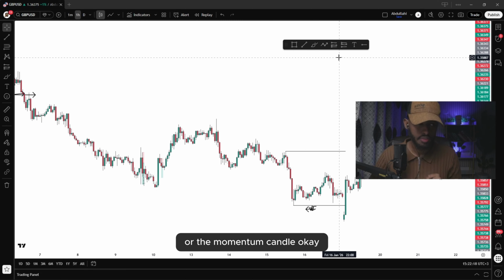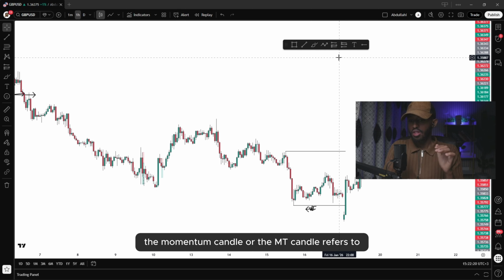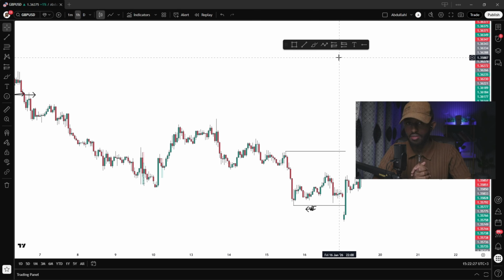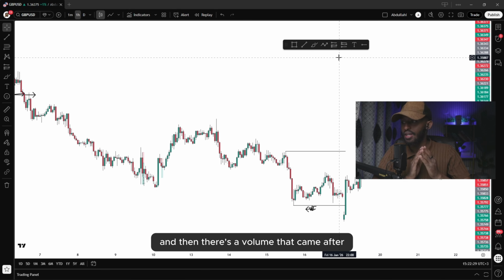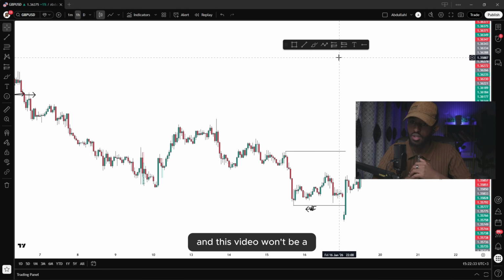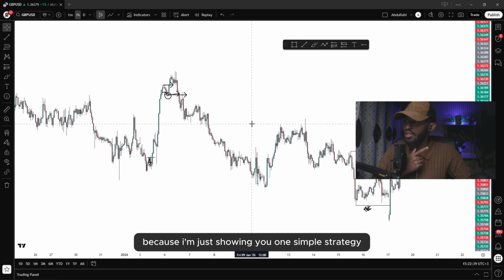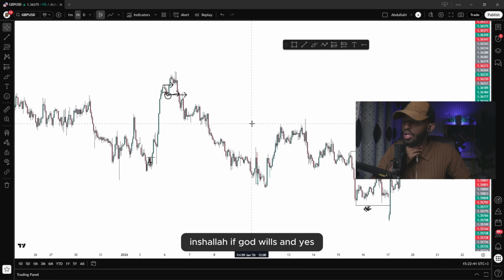Momentum candle. Okay, the momentum candle, or the empty candle, refers to a place where we get a rejection, and then there's a volume that came after. I'm going to show you an example of those, and this won't be a long video because I'm just showing you one simple strategy, inshallah, if God wills. And yes, let us get to it.